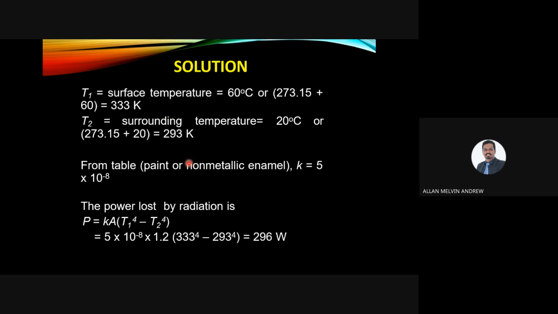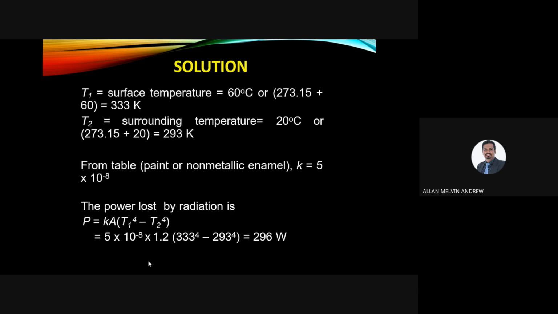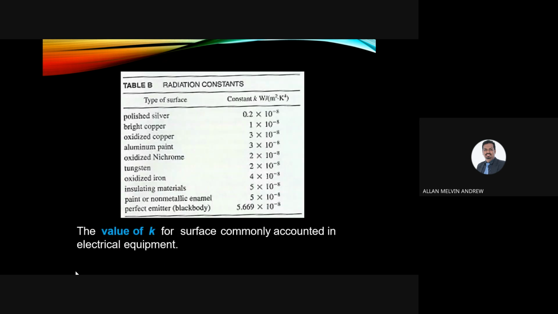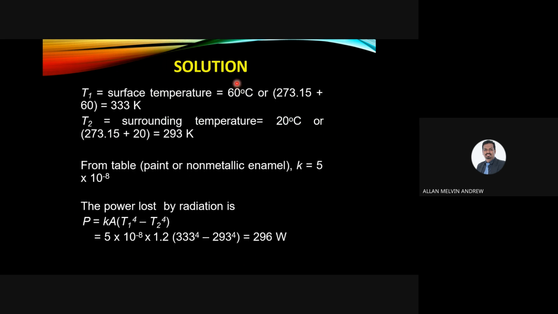So how do we find it? First we find the values of T1 and T2. T1 is the surface temperature. The surface temperature of the motor is given as 60, but we know here we need to calculate the temperature in Kelvin, not Celsius. So how to calculate? We add 273.15 to 60. So whatever value in Celsius, you add 273.15. So you get 333 Kelvin, rounding up. Then T2 is the same. The surrounding temperature is 20 degrees Celsius, so 273.15 plus 20 equals 293 Kelvin.